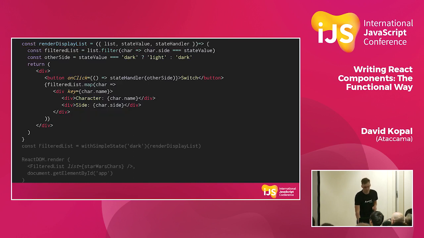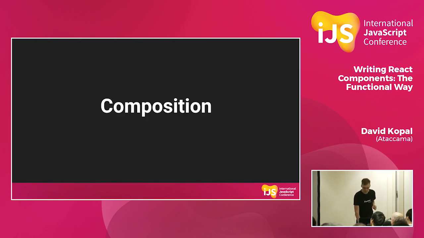Now, if we check our render display list component, I already mentioned that we moved the logic here. We have filtering logic here, and again it will be hard to reuse. So we want to put that logic elsewhere. How we can do it is that we need to find a way to combine the with transform props higher order component and the with simple state higher order component, and get their functionality into our render display list component. And we can use composition for this.